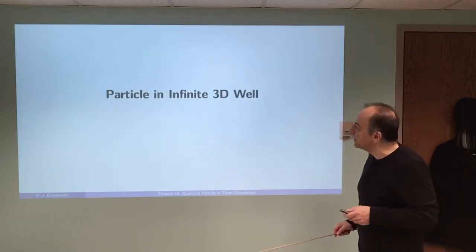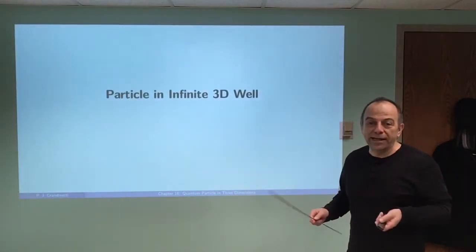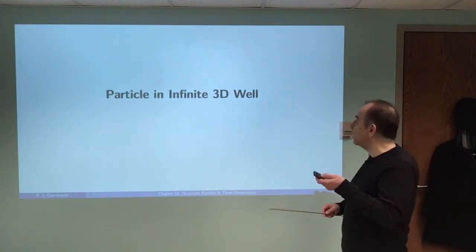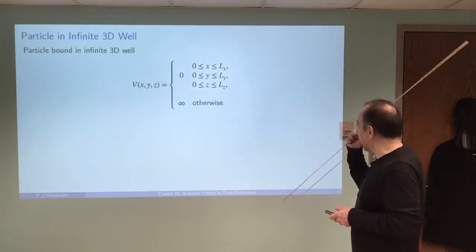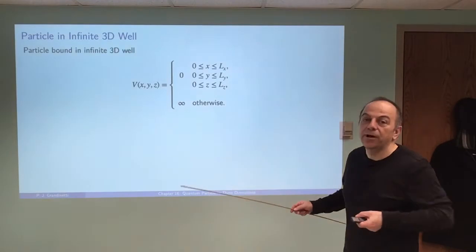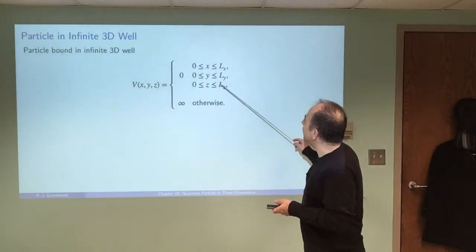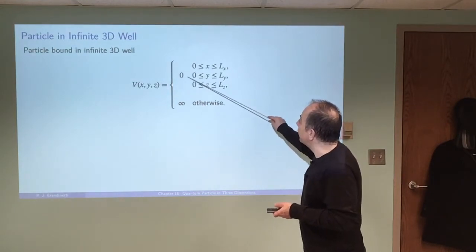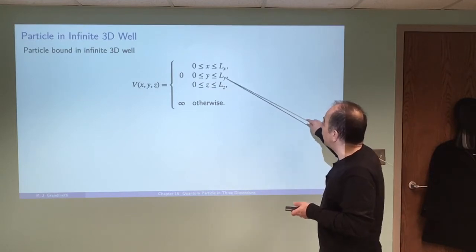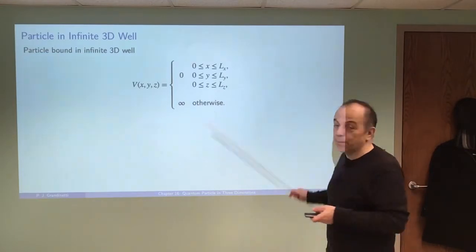What I'm really interested in now is the particle that's in an infinite 3D well. We've looked at the particle in a box, and now we're going to look at the particle in the 3D box. So let's take a look at the potential that we're going to use. It's this form here, very similar to the 1D case, just generalized for 3D. The potential is going to be equal to 0 when x is between 0 and Lx, y is between 0 and Ly, and z is between 0 and Lz. Outside that box, the potential is infinite.